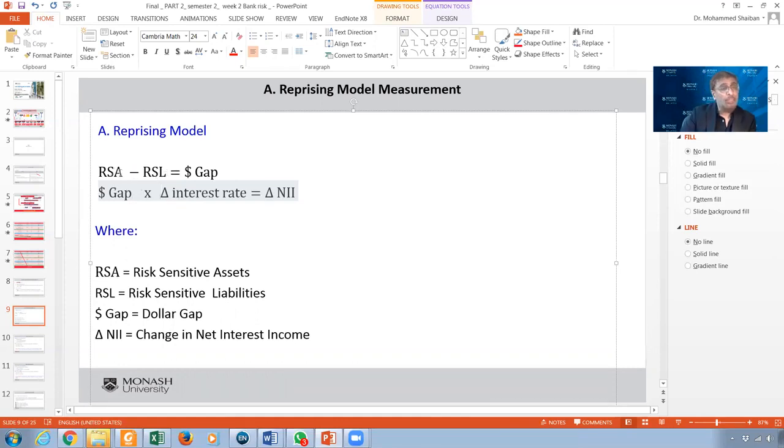The problem now is what is a risk-sensitive asset and what are risk-sensitive liabilities. To define the model, we are saying RSA is risk-sensitive assets, RSL is risk-sensitive liabilities, and this is the dollar gap. This is the definition of the model.